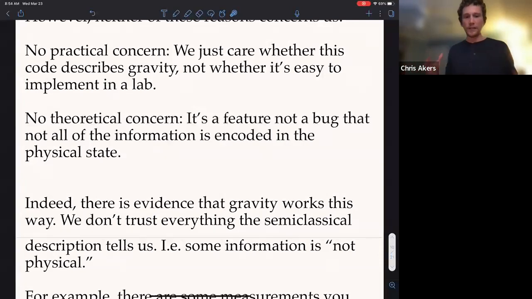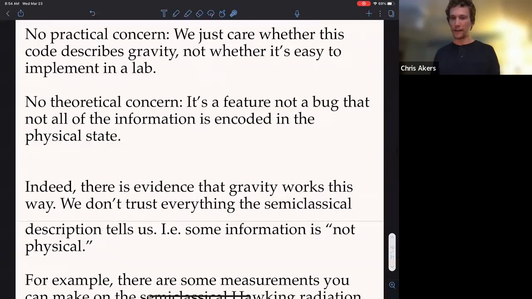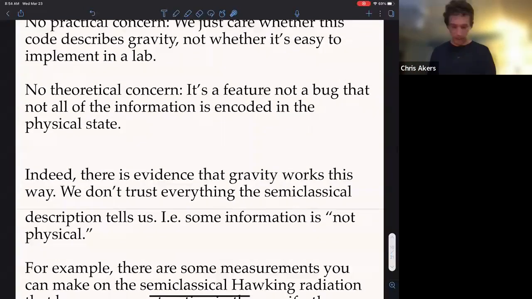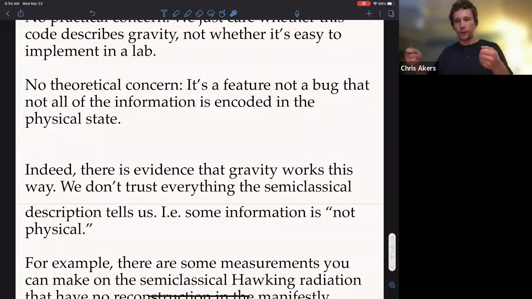We don't trust everything the semiclassical description tells us. Some information is not physical, right? If I give you the semiclassical state, you won't trust that all of your possibly very complicated measurements on the exterior radiation are going to give you answers consistent with the semiclassical state, right? You plug the semiclassical state into formulas and compute.